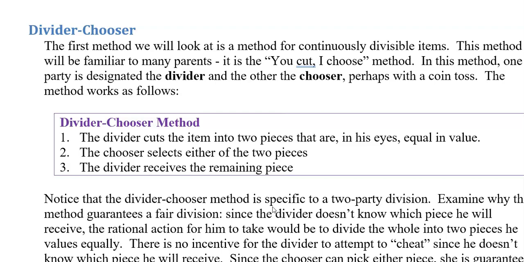The chooser then gets to select which of the two pieces they take first, and then the divider takes the remaining piece. And if you think about this, this seems pretty fair. And of course, we're only going to use this when there's two people involved. Okay, so let's look at an example of using the divider-chooser method.